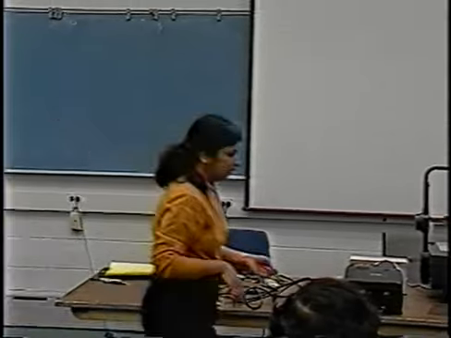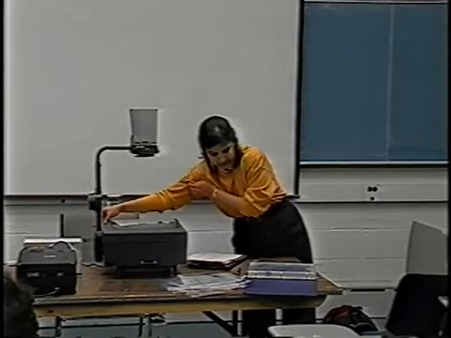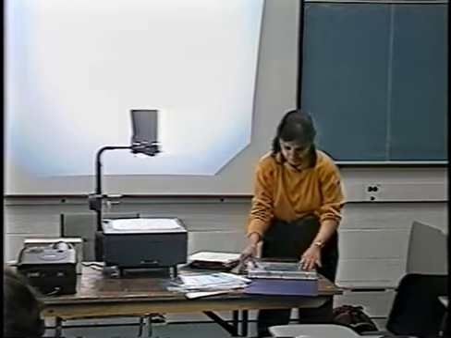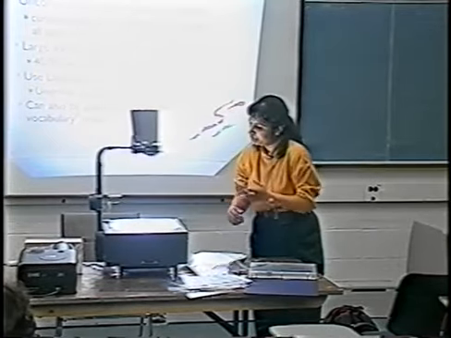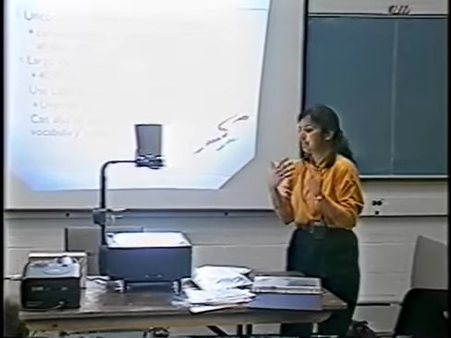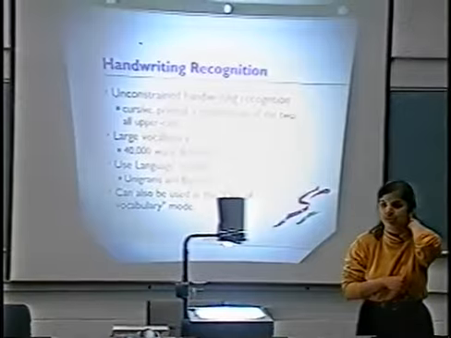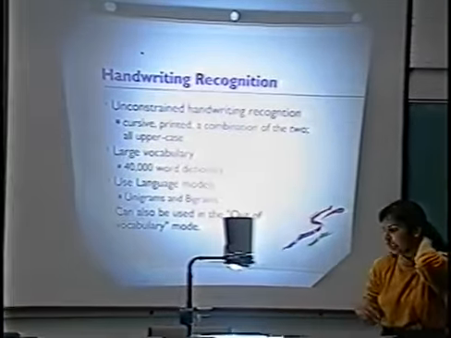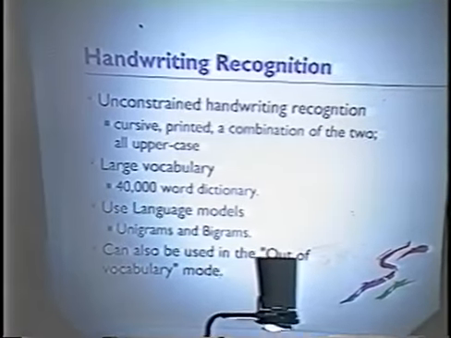Okay. Let me go back to talk about the recognition technology itself, and here I'm actually going to focus a lot on the modeling itself. As I said, our handwriting recognition software is unconstrained handwriting. It's cursive, printed, or a combination of the two, with a large vocabulary. The system ships with a 40,000 word vocabulary. We use word level unigrams and bigrams, and when you use an out of vocabulary mode, you use character level n-grams to do the recognition.